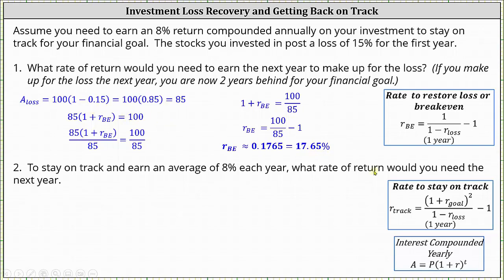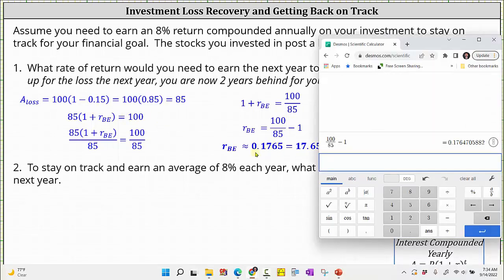And let's go ahead and check this. To check this, we substitute 0.1765 for R sub BE in the equation shown here. We have 85 times the quantity 1 plus 0.1765, close parenthesis, and enter. And notice how this does restore the account balance back to $100.